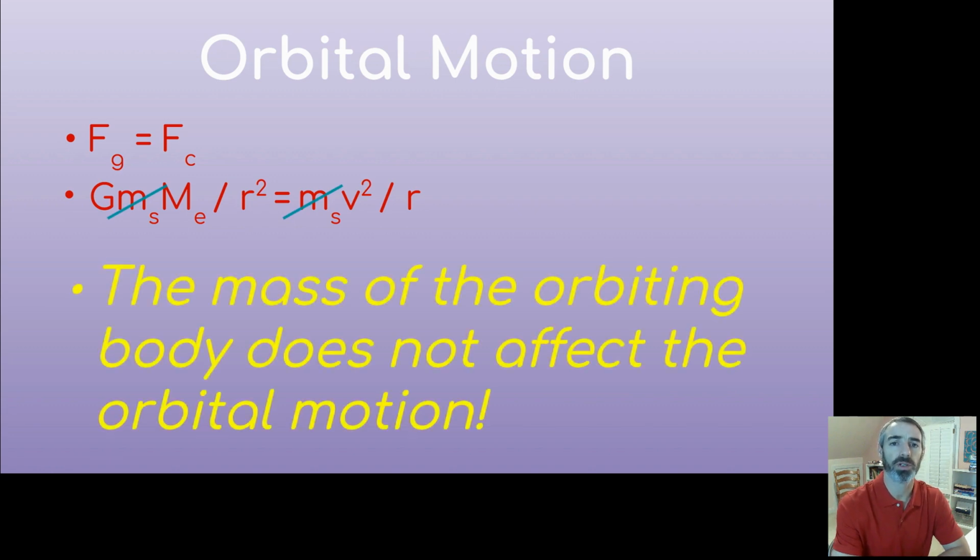So if you're asked a question about an object in orbit and the mass changes, how does this affect anything in the orbit? Nothing. It doesn't affect anything because the mass cancels out in our equation. So it does not affect orbital motion at all.